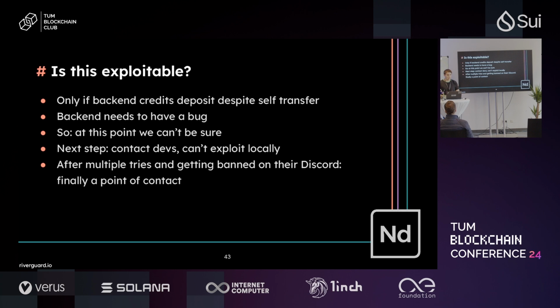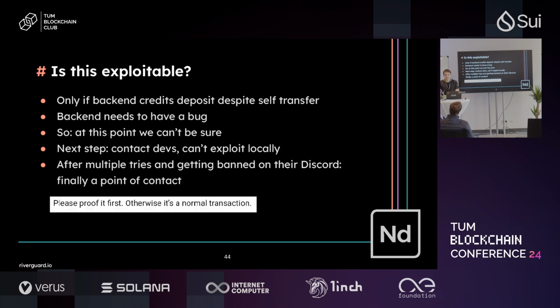However, we tried to contact them. We went onto the Discord and said, hey, we have a security issue, can you please talk to us? And they just banned us. Then we created another account on Discord and said, guys, we are from Neodyme, we think we have a security problem in your contract, and they banned us again. So in the end, we finally got a contact via email. The third try's the charm, and then they said, prove it first, otherwise it's a normal transaction.